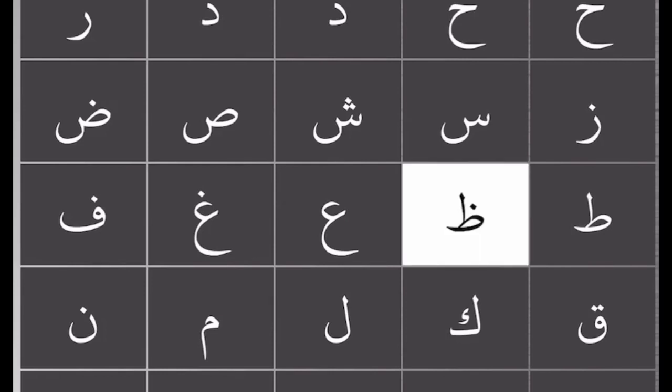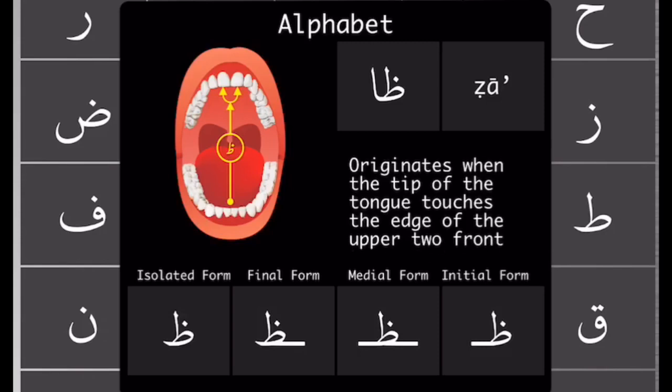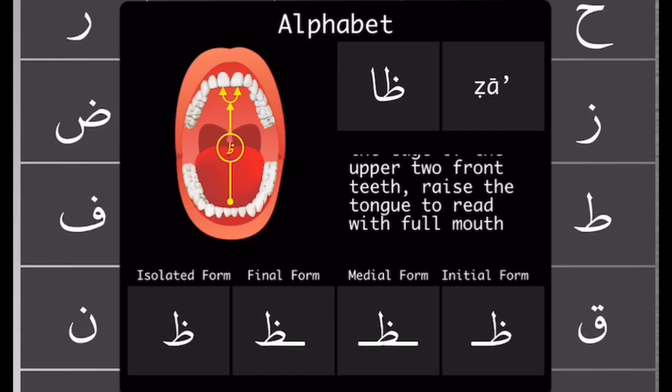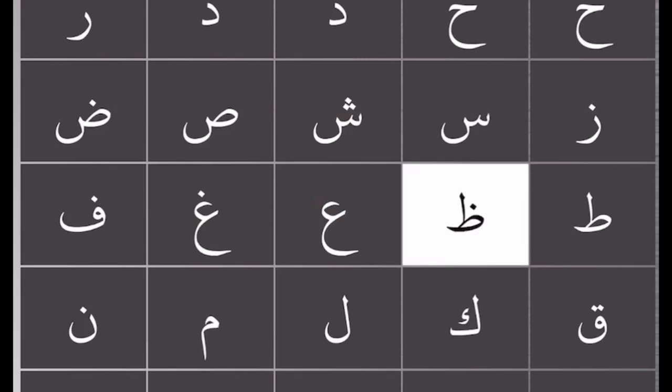Next letter is Va. Va. Originates from the tip of the tongue, touches the edge of the upper front teeth. Raise the tongue to read with full mouth. Va. Va.